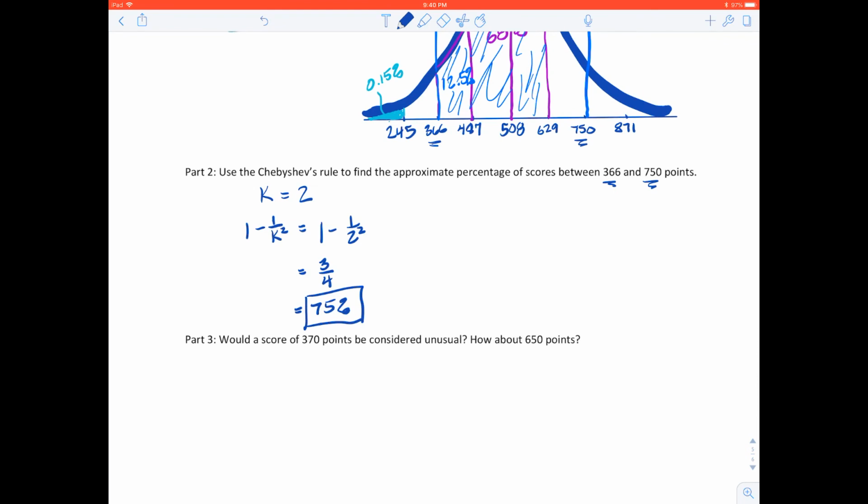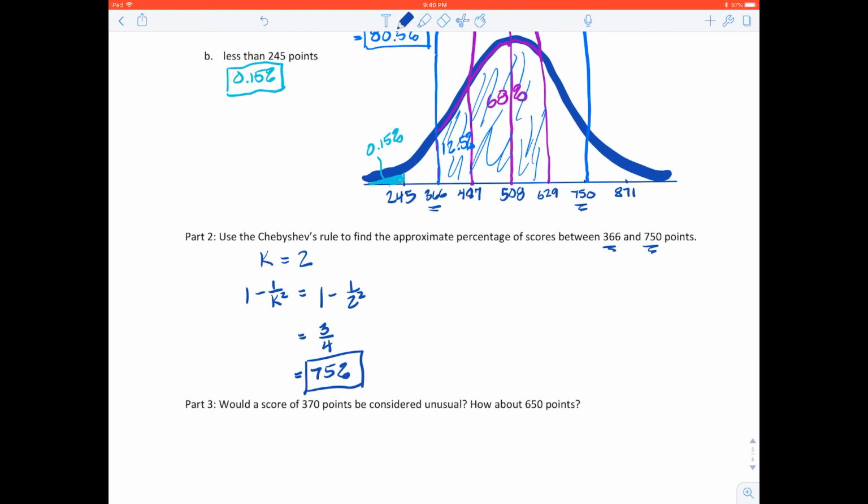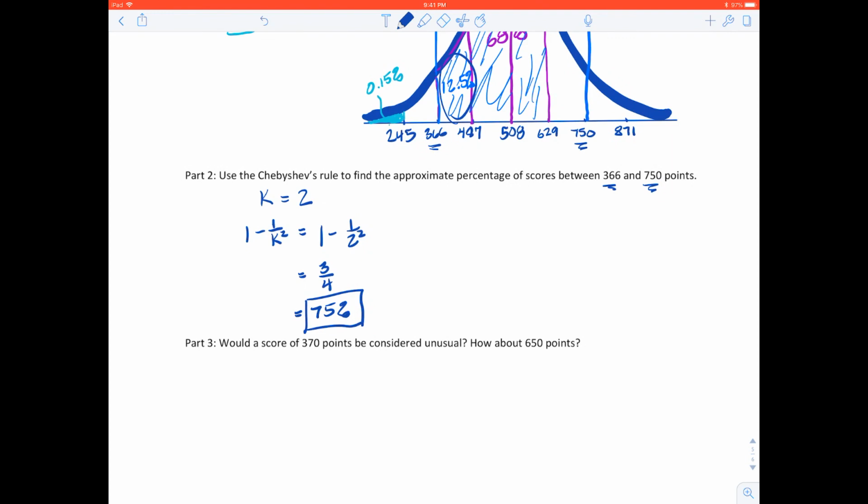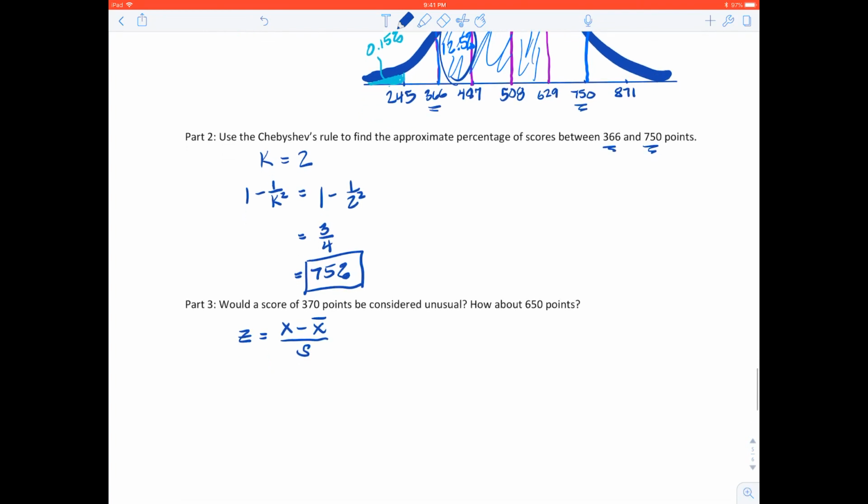Now, let's think about unusualness or outliers. What do you think? Would a score of 370 points be considered unusual? How about 650? Looking here, 370 is going to be in here, so it's not going to be unusual, but why don't we do it using z-scores? Remember that z is equal to, in general, x minus x bar divided by s, the standard deviation for the sample.